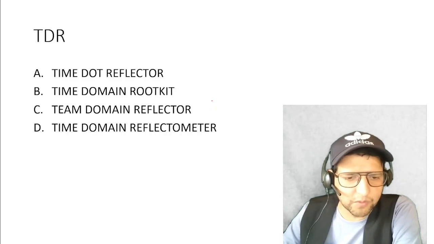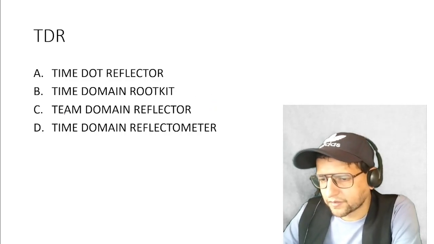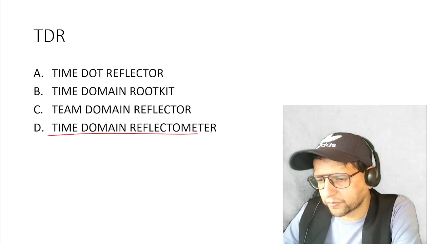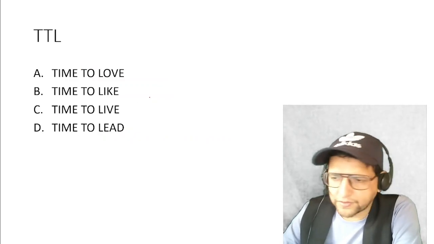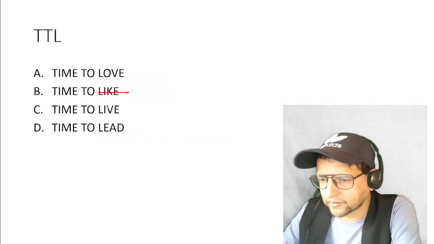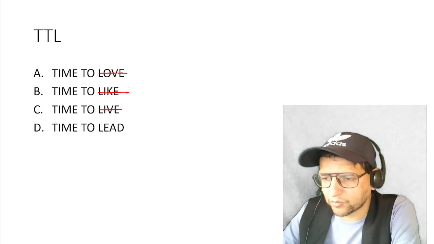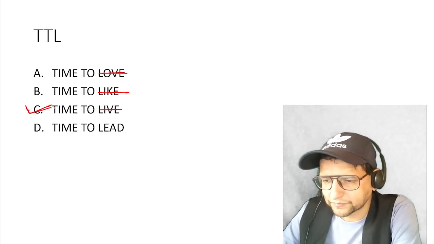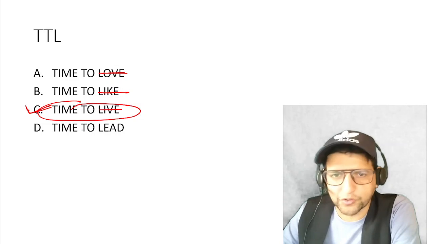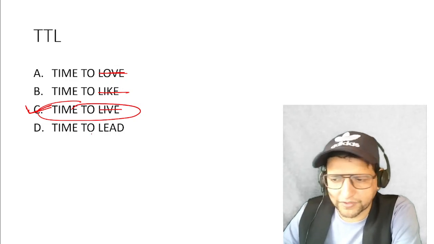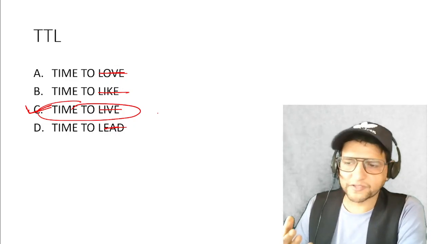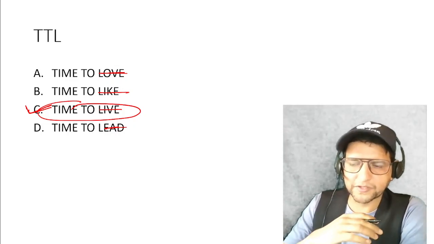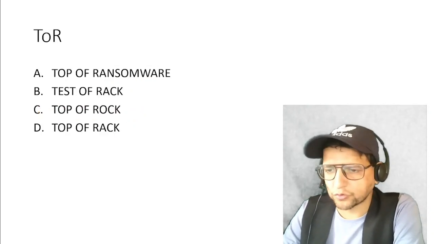TDR is your time domain reflectometer. It is not dot, it is not rootkit, it is not team. TTL is your time to live, not time to like, not time to love. It's time to live. What's the life of the packet? How much time it lives in a network before it's being discarded? So to prevent those loops.